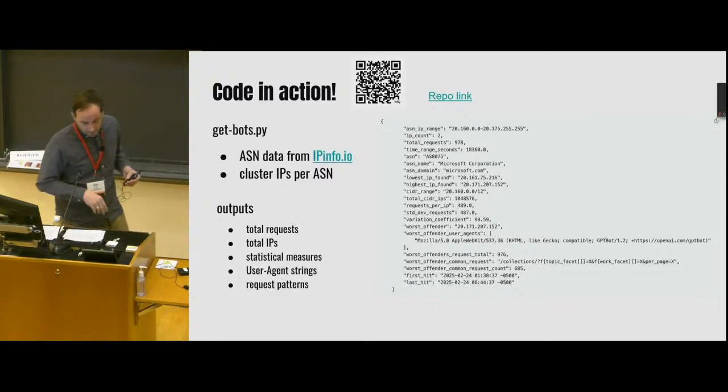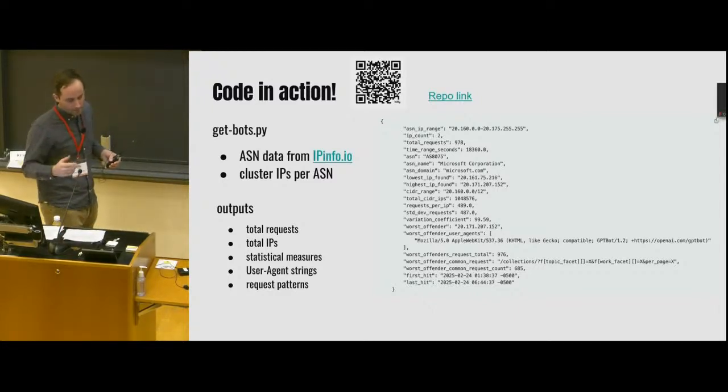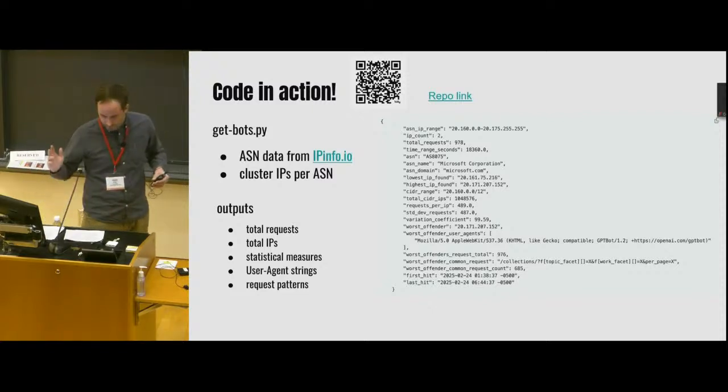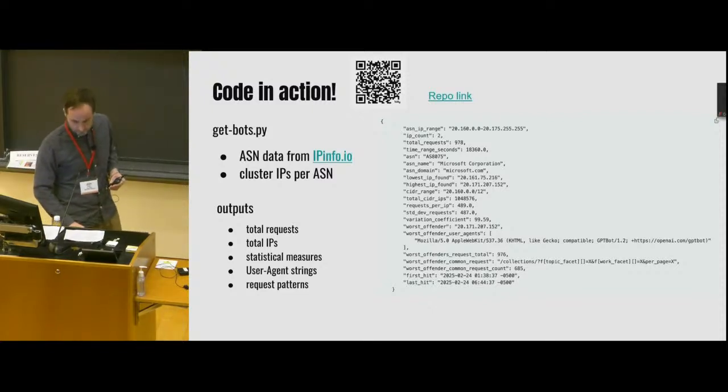The script also outputs the smallest CIDR range that would capture all the IPs in the ASN range for blocking purposes, so you're not blocking purely by ASN range, because that could include sometimes millions of IPs.